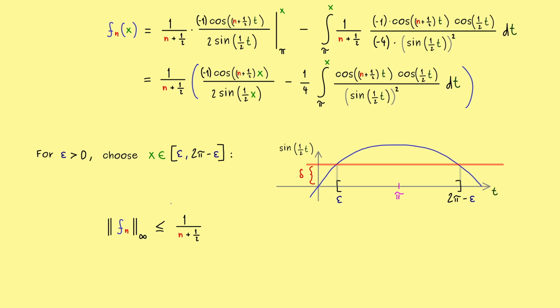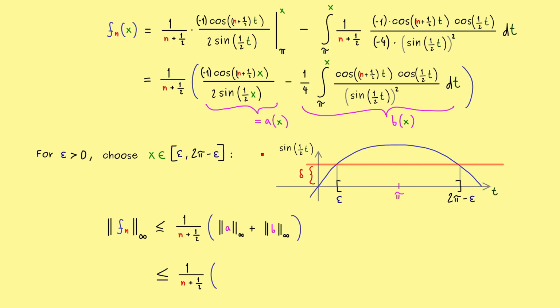And now the first estimate we can do here is to consider a triangle inequality by taking the two functions here separately. So maybe let's shortly call them a of x and b of x. Therefore now we have to calculate the supremum norm of a plus the supremum norm of b. And now let's simply estimate these two supremum norms individually.